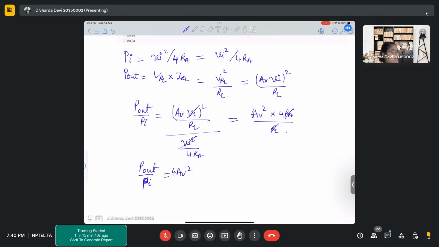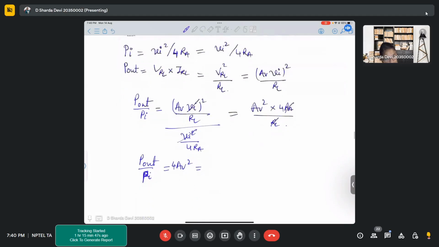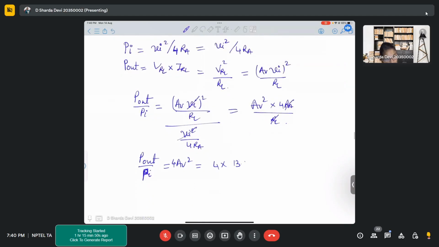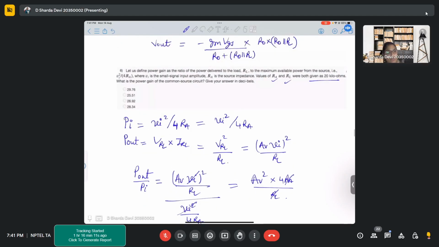So how much is the 4 AV square? How much was AV? 13.06. So 4 into 13.06 whole square. So what is the value of P out by Pi? And also tell me, how do you find P out by Pi in decibels? Ma'am, RA and RL are equal. Yeah, RA and RL are equal, it's mentioned in the problem.